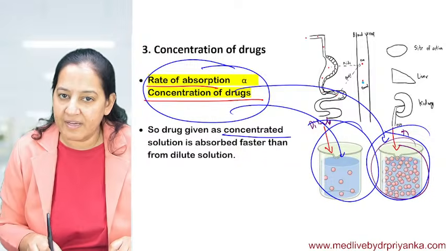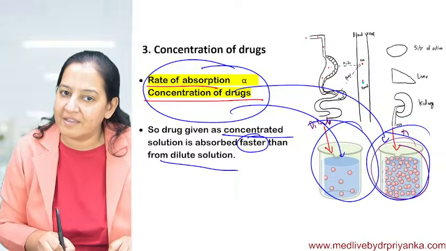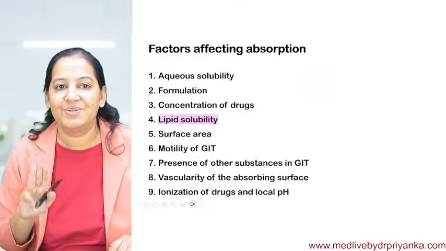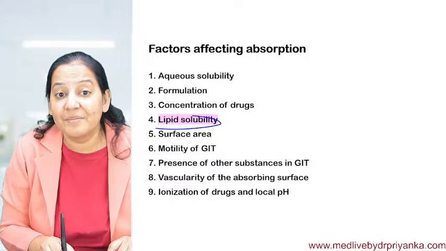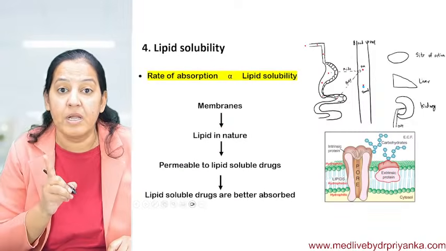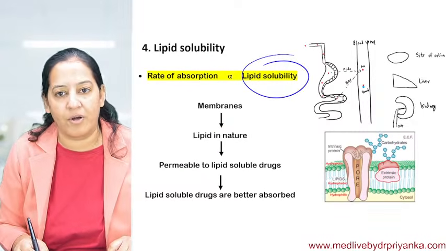Okay, so drugs given in concentrated form are absorbed faster than the drugs which are given in dilute forms. So that is the third factor. The fourth factor is lipid solubility, ultra important. Some drugs are lipid soluble, some are not lipid soluble.